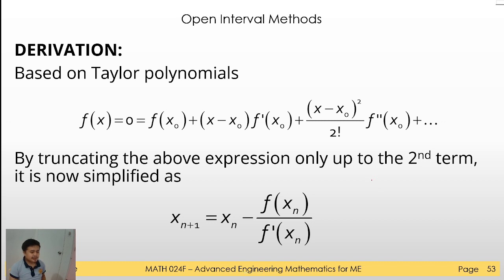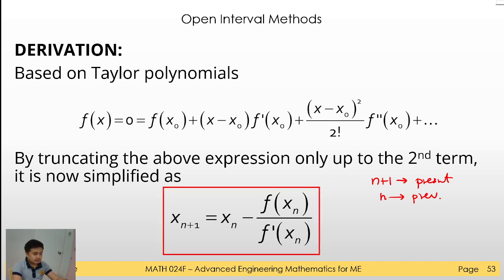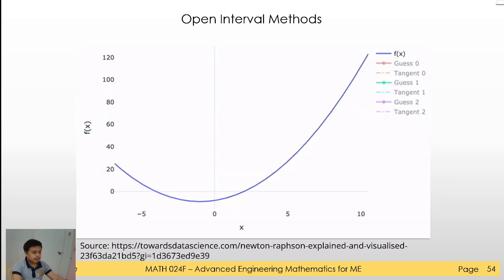So what does this mean? n plus 1 basically means the present approximation, and n is just the previous. So take note of this equation, which will be the algorithm used for the Newton-Raphson.